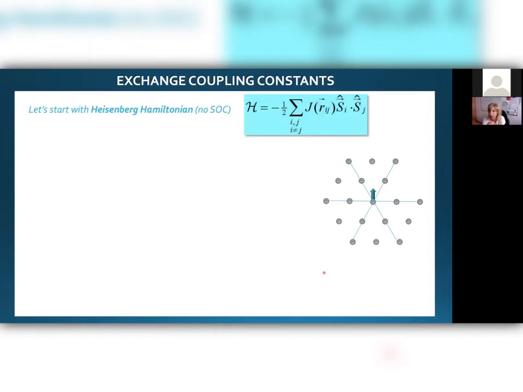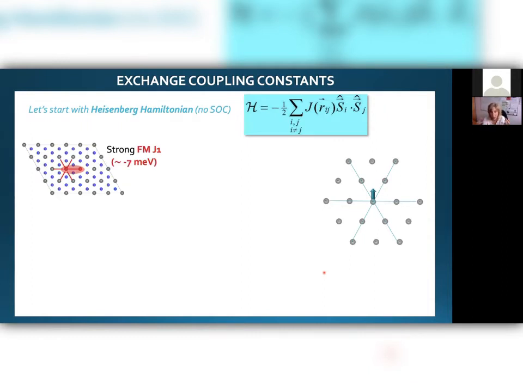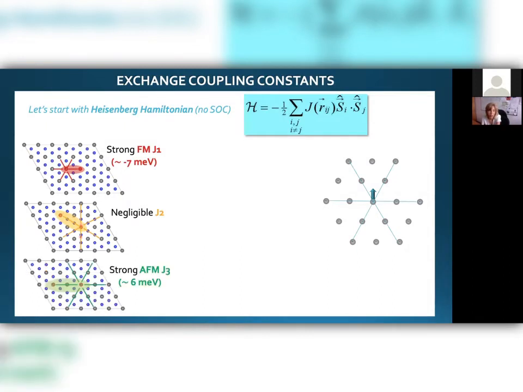Okay, so let's start with the characterization of our system. We choose nickel iodide for the moment, and we start with the simplest Hamiltonian, the Heisenberg Hamiltonian. In our case, by DFT one can infer the exchange coupling constants at first, second, third nearest neighbor by mapping total energies on this model. And what we find is that we have a strong ferromagnetic interaction, a second nearest neighbor interaction which is basically negligible.